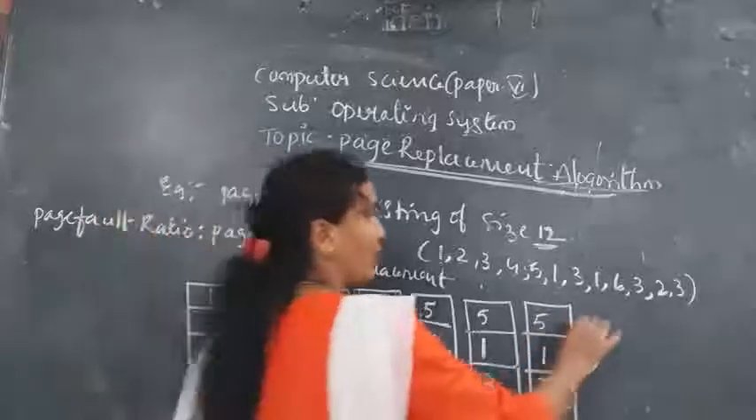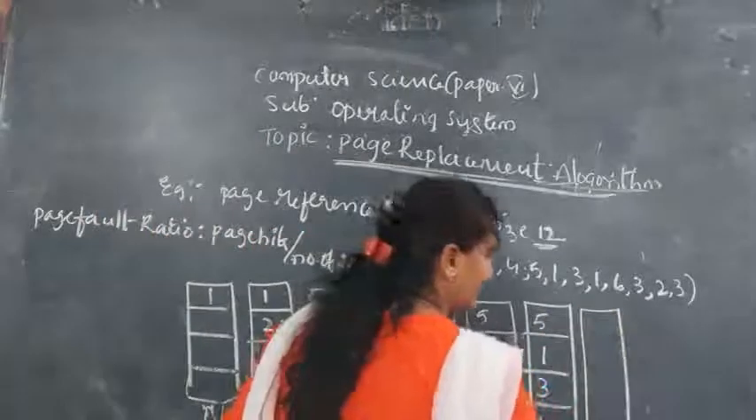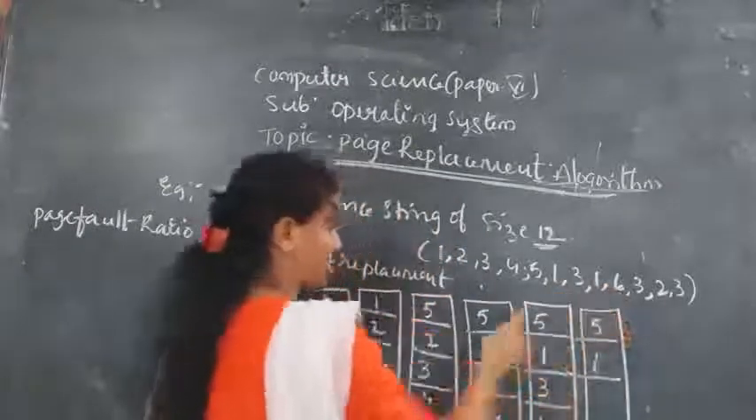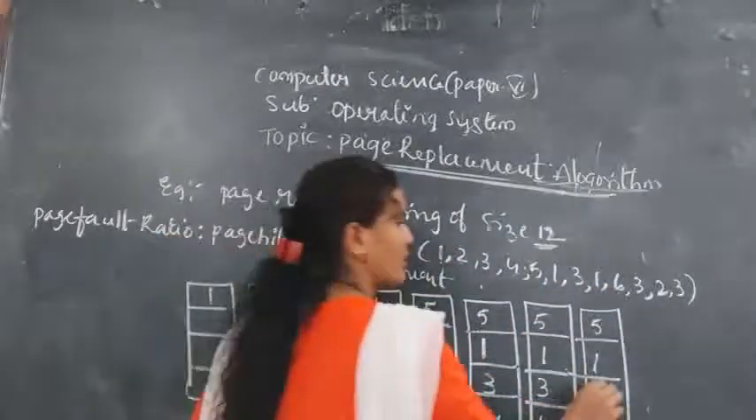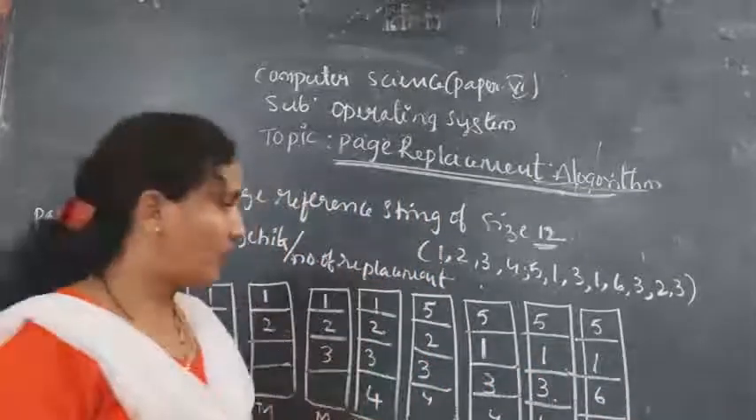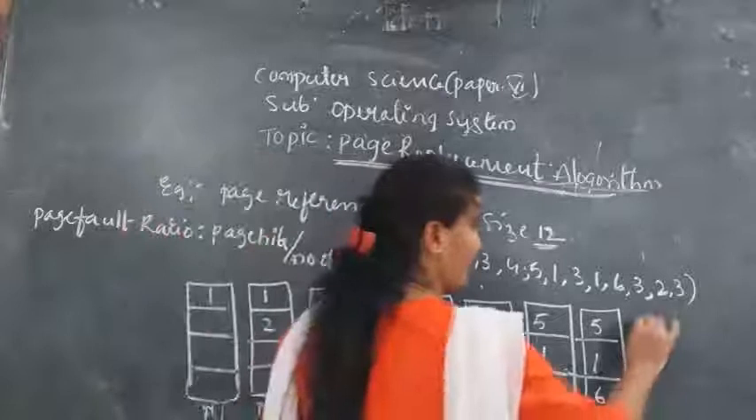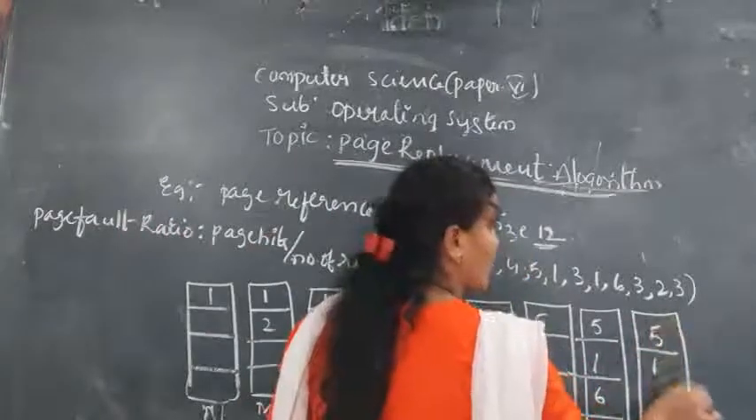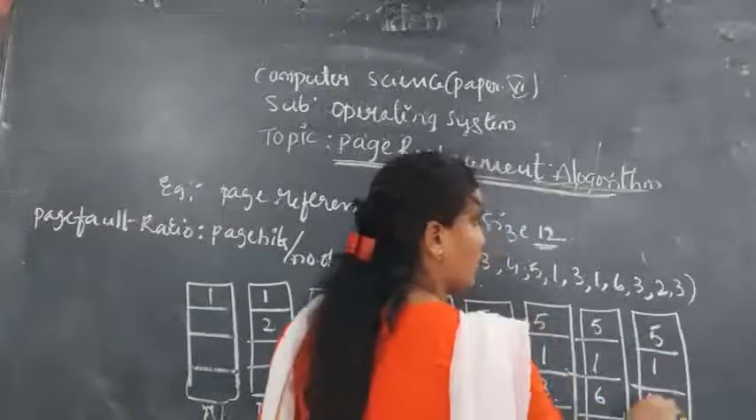Okay, 1 is over. Next 6, 5, 1, 6 is to be replaced. What is the old page here? 3, 6. 3 is replaced. Next 4 is as it is. Again 5, 1, 6. 4 is replaced.